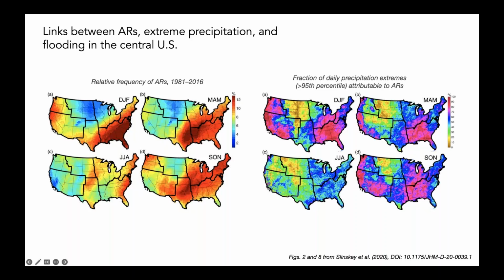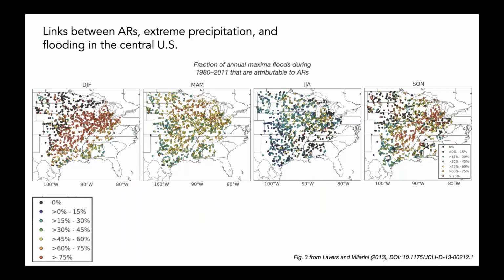And we also see that large fractions, and in many cases a large majority, of precipitation extremes are attributable to ARs in the central and eastern United States. And accordingly, these ARs account for significant fractions of annual maximum flooding in this region. These are results from Lavers and Villarini 2013, showing the fraction of annual maximum flooding during 1980 to 2011 that were attributable to atmospheric rivers.